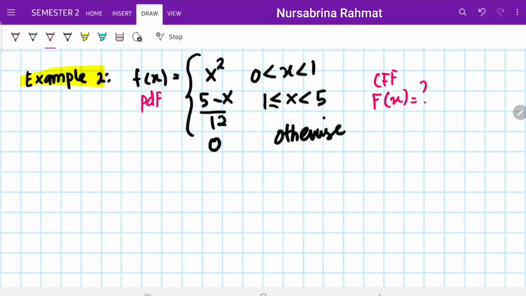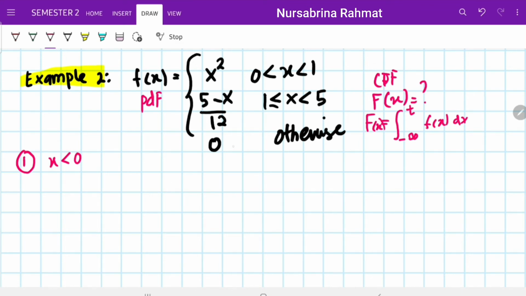First, as usual, your CDF is defined with the lowest limit of negative infinity and the highest limit of t. I'm going to use the letter t, which later on I'm going to replace with x, and this is the integral of f(x) dx. Firstly, we're going to find out the cumulative distribution function when x is less than 0.